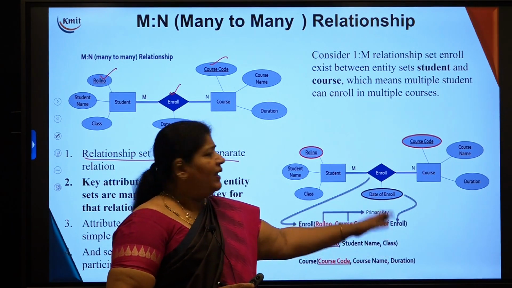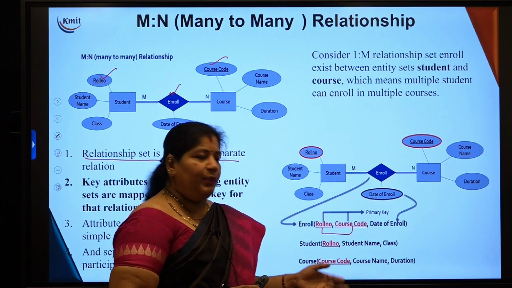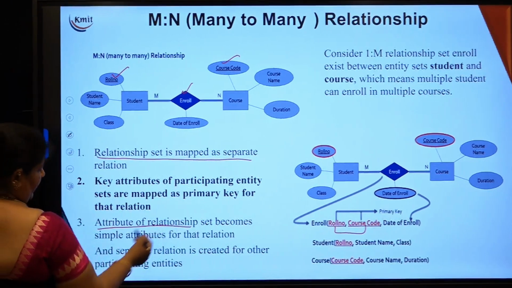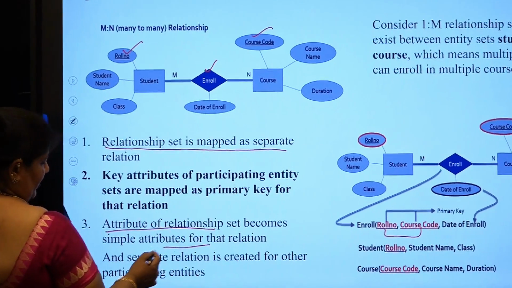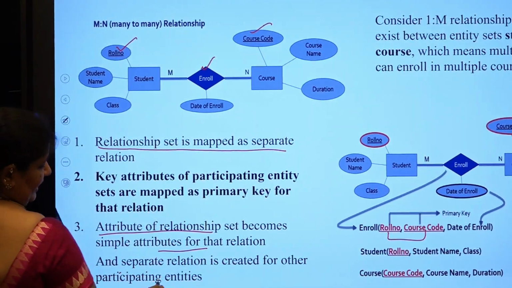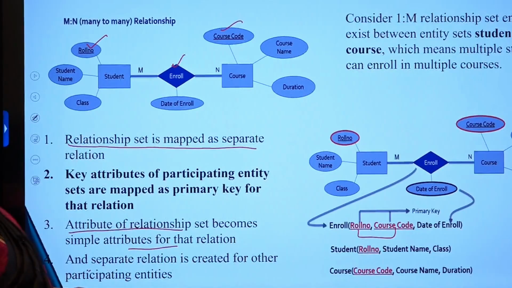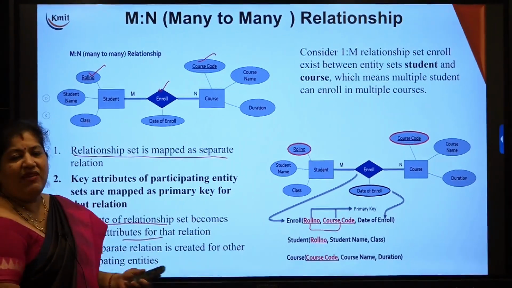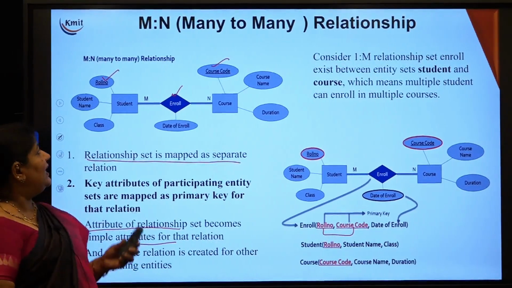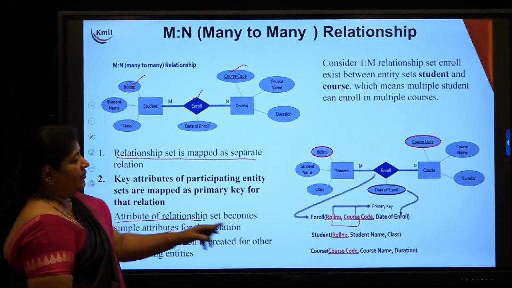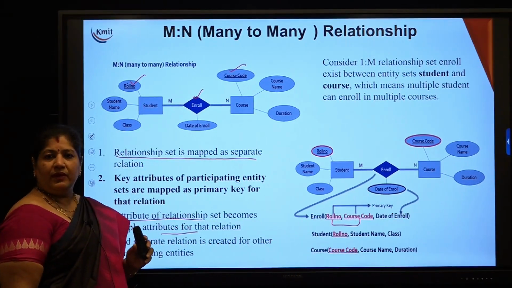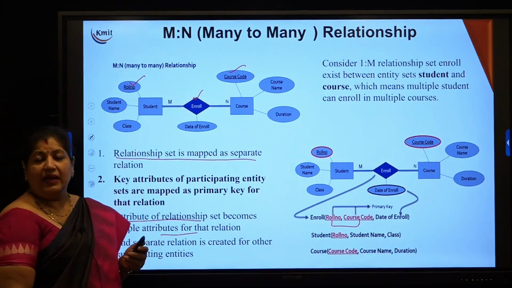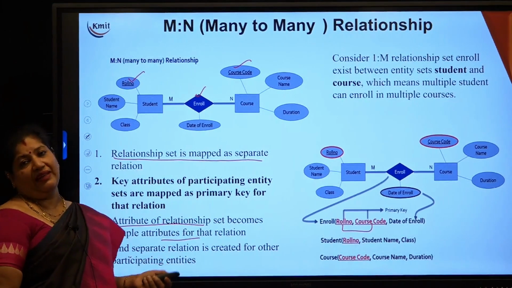All other attributes of the relationship set will also get into that particular relation. The attributes of the relationship set become simple attributes for that relation, and a separate relation is created for the other participating entities. So, for this student and course, you will anyways have two entities created with their respective attributes. Okay? So, here remember the relationship set itself goes as an entity.